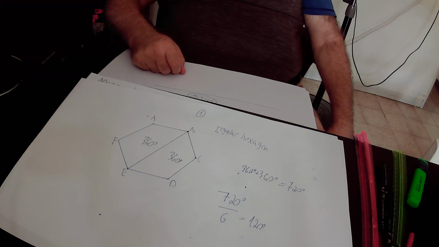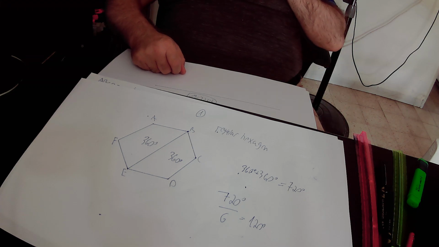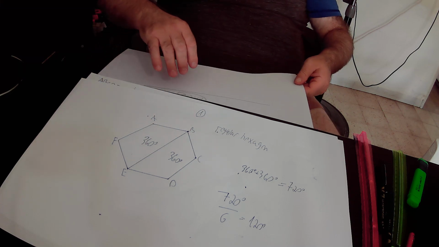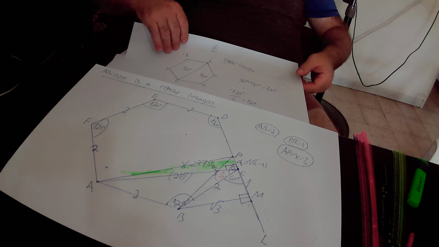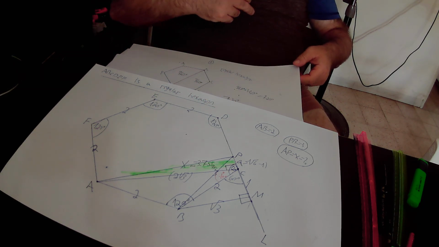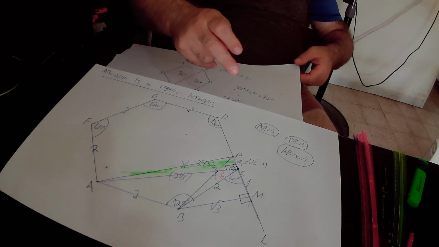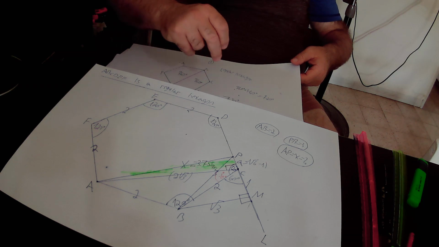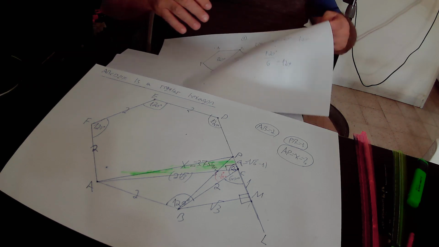And we already found out that all the angles in this regular hexagon are equal to each other, and each angle is equal to 120 degrees. All the sides are also equal to each other. Each side is equal to 2 units. Okay.